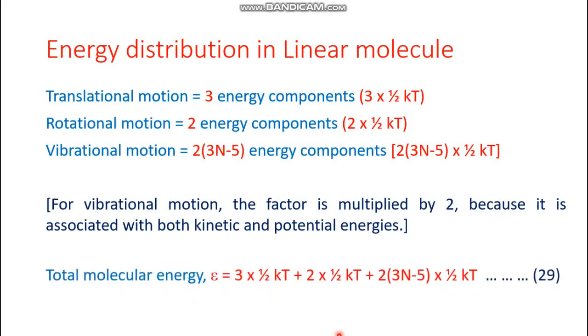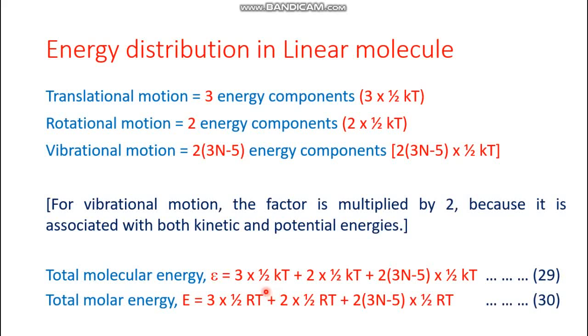Now, total molecular energy. For each molecule, it is denoted as epsilon. So it is 3 into half kT plus 2 into half kT plus 2 into 3n minus 5 into half kT. So here all these are written. This is equation number 29. And if it is multiplied by Na, then it becomes the molar energy, that means capital E. This capital E is the same expression, but in place of k, we are using R. That means Na has been multiplied on both sides of equation number 29.